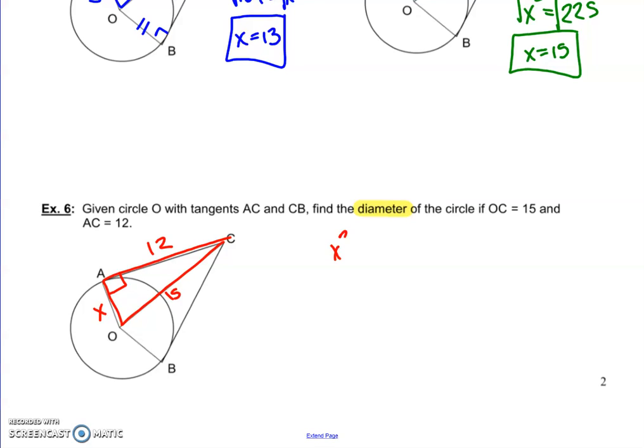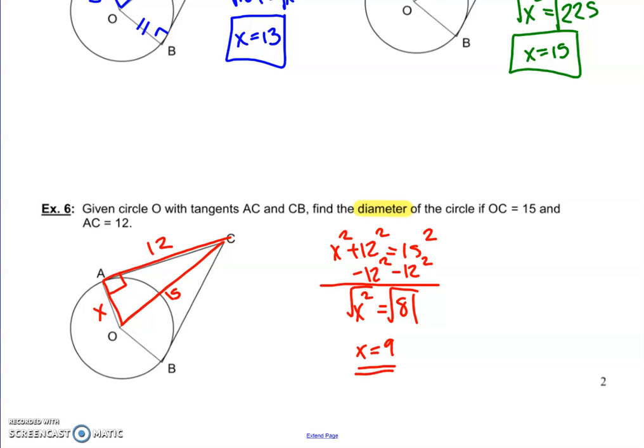Okay, so I've got x squared plus 12 squared equals 15 squared. And then we're going to subtract 12 squared from both sides. That's going to give me x squared equals 81. Then we square root it, and x is 9. But don't circle that. That's not your answer. Remember, x represents the radius. To get a diameter, you need to multiply the radius times 2. So the answer to the question, the diameter, would be 18.